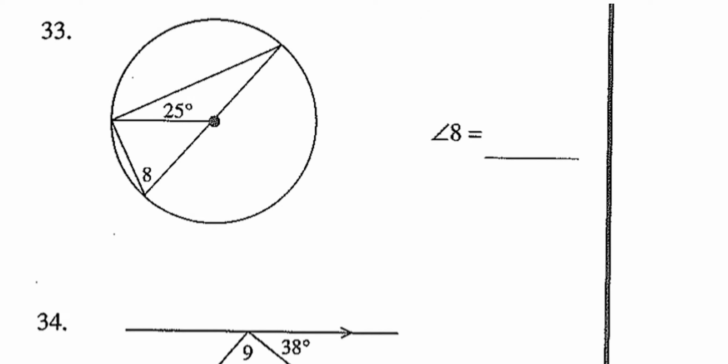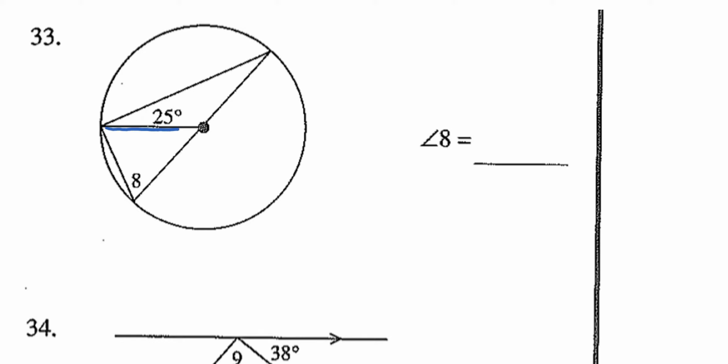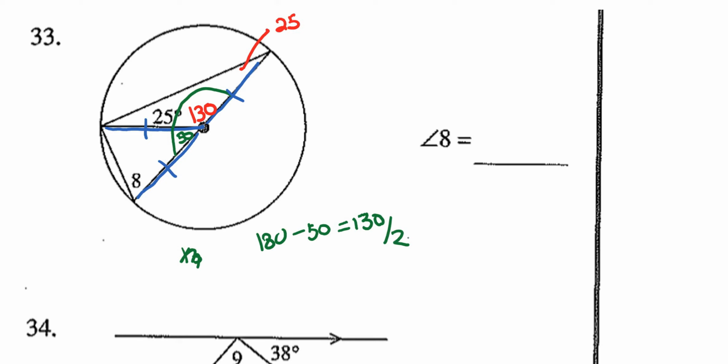Okay, let's move on to 33 now. For 33, I have a radius here, I have a radius there, and I have another radius there. So I have some isosceles triangles there. So this angle here should be 25. And then this angle here has to be 130 degrees to complete the angles in a triangle concept. And then if I use angles on a line right here, this will be 50 degrees. And then if I do 180 minus 50 degrees, that's going to be 130 degrees, and let's go ahead and divide that by 2 now, and that should be 65 degrees. So angle number 8 is going to be 65 degrees because of the isosceles triangle property there.